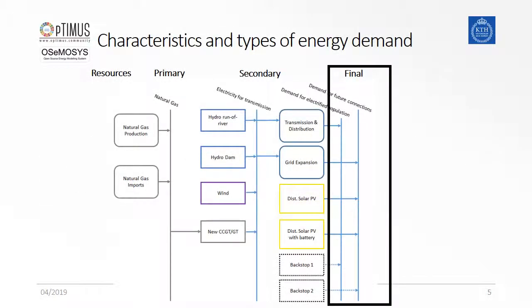In previous modules, we have been talking about reference energy systems, RES, as shown on this slide. Energy demands are commonly represented at the very right of an RES, as marked by the black box. This can be different types of electricity demand, but also demands for water or food.